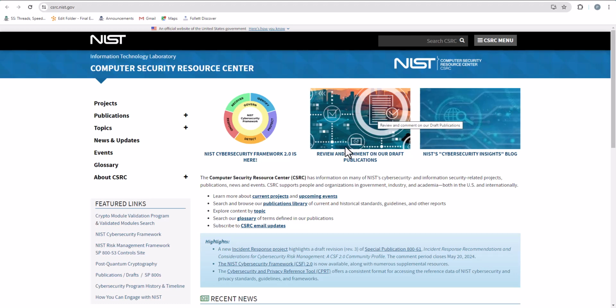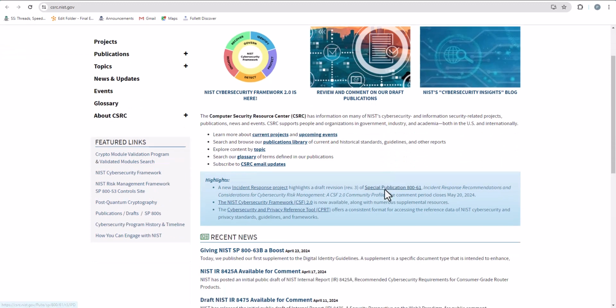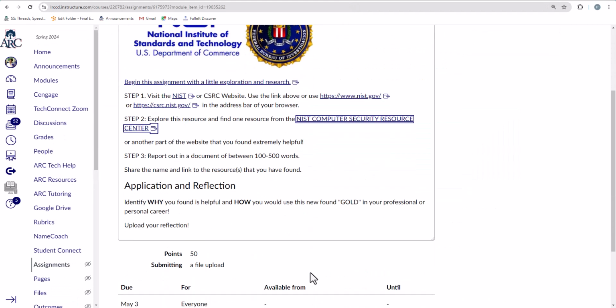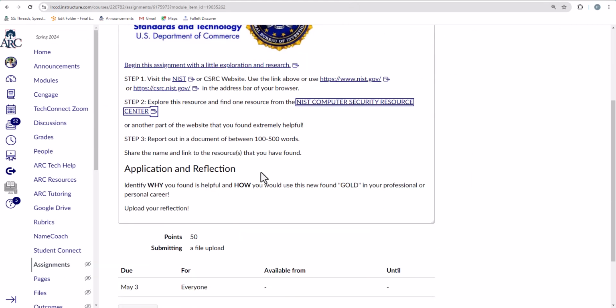It's created by the U.S. Department of Commerce, and it's for the protection and education. I have a link provided here to the parent site. I want you to dig in, look around, and find information that you think is helpful. Once again, there'll be an application and reflection. I've placed Step 1, Step 2, and Step 3 here for you. Again, simply a narrative reporting out in 100 to 500 words of the gold that you found, things you learned, or items that impressed you.